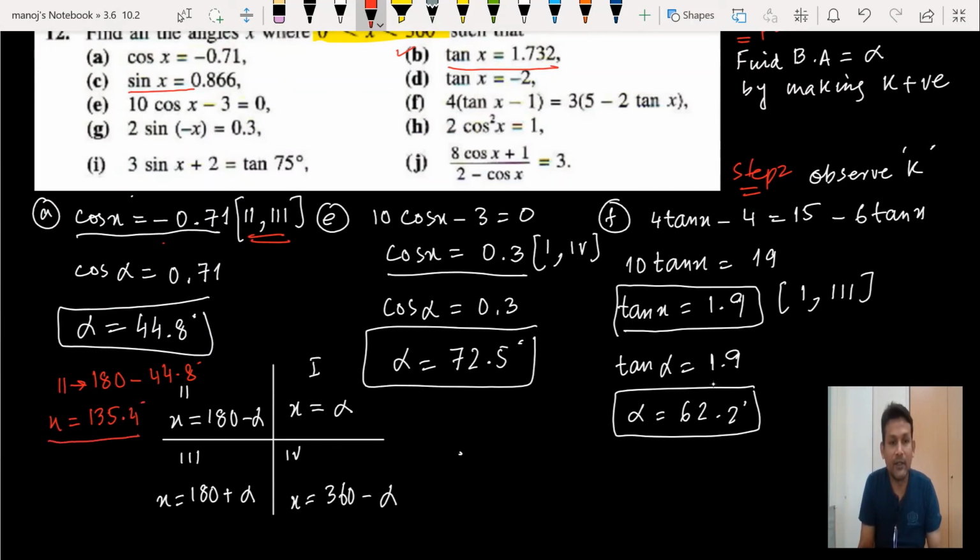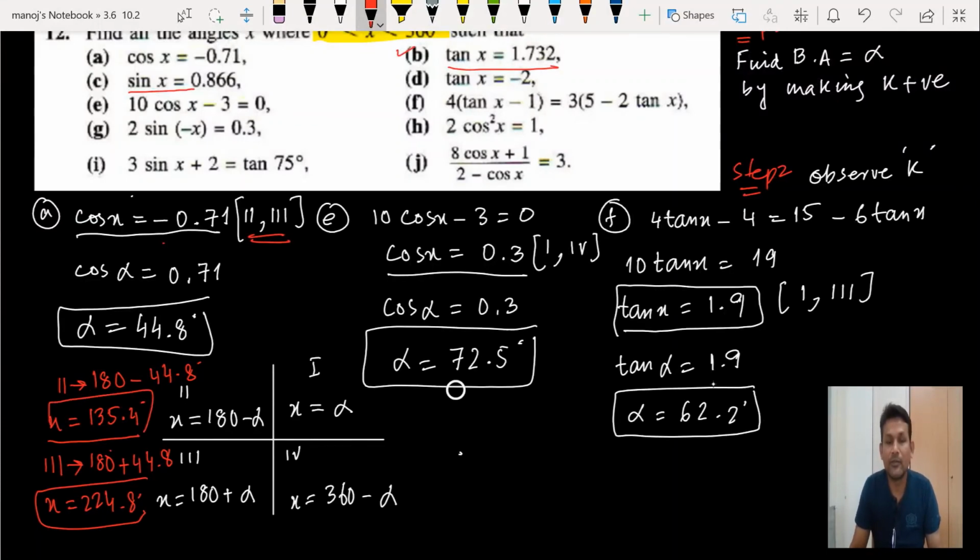Okay, now second, we are also in the third quadrant. In the third quadrant, what we do? We do 180 plus alpha. So we write 180 plus, what's the alpha here? Alpha is 44.8. So when we add here 180 plus 44.8, your answer is coming 224.8. So x is equals to 224.8. This we have done, and this we have done.